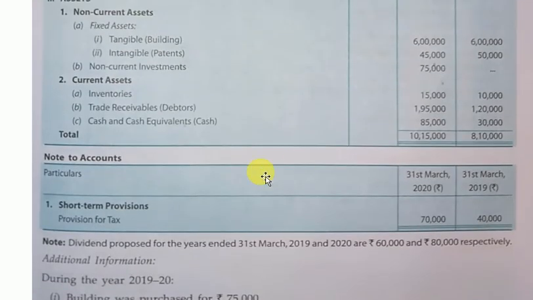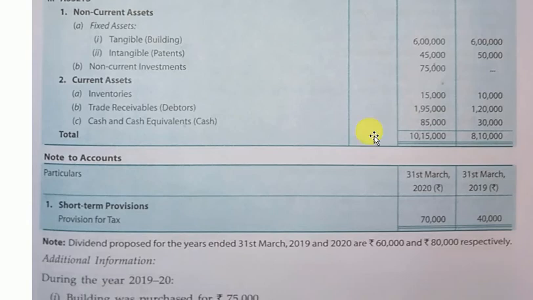current asset given in the question, which is trade receivables, debtors. Previous year 1,20,000 and current year it is 1,95,000. This is again an increase of current asset, that is debtors, by 75,000. So just like we did the treatment for inventory, this will also be subtracted in operating activity.